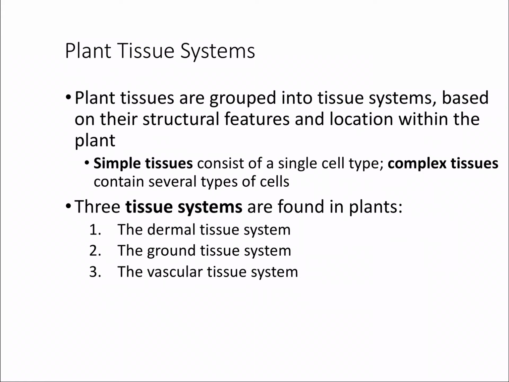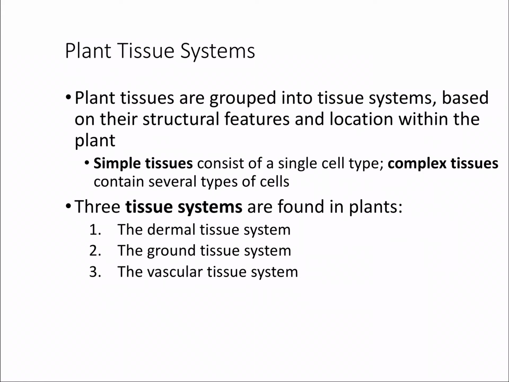So anytime we're talking about a tissue, we're talking about groups of cells. Plant tissues are grouped into specific tissues based on what they do and their structural features. Simple tissues consist of a single cell type, and we see this in animals, in the human body as well, when we talk about epithelial tissue and things like that. Complex tissues contain several types of cells.